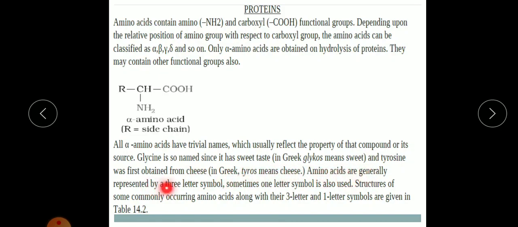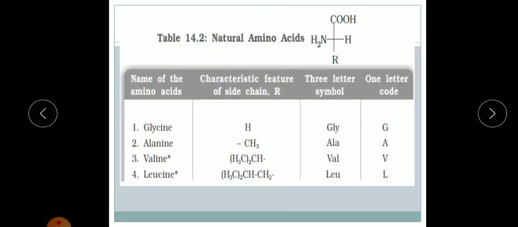Amino acids are generally represented by a 3-letter symbol. So if you have to represent an amino acid, it is represented by 3 letters. Sometimes a 1-letter symbol is also used. We'll see that. Structures of some commonly occurring amino acids along with their 3-letter and 1-letter symbols are given in table 14.2 that we are going to see. So these are the tables. This is the general structure of amino acids. Over here we will change only the value of R and name it by different names.